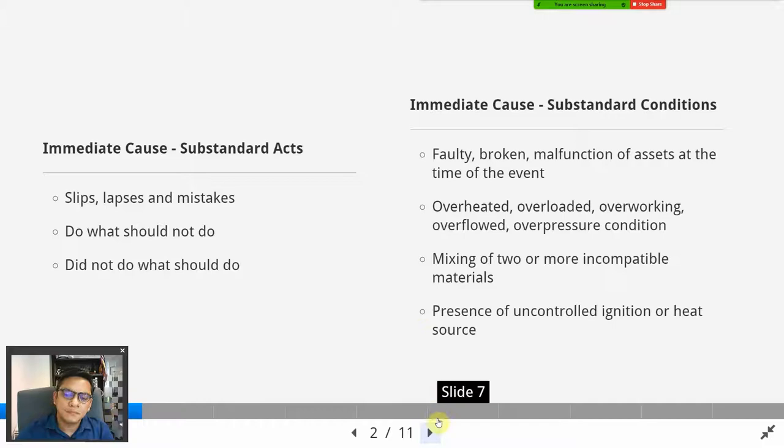And then you ask why. Why do people make mistakes? Why are there overflowed pipelines, for example? Why does the tire explode? Why does this machine malfunction? So the answer would be the basic causes.